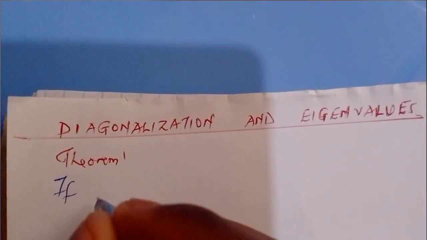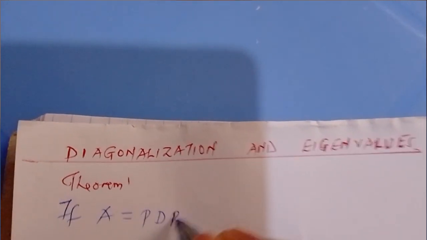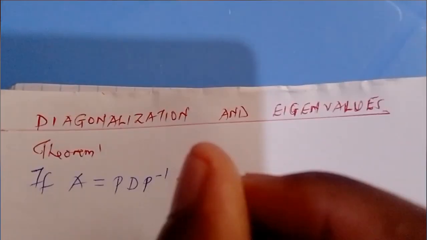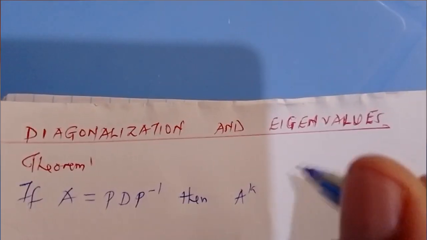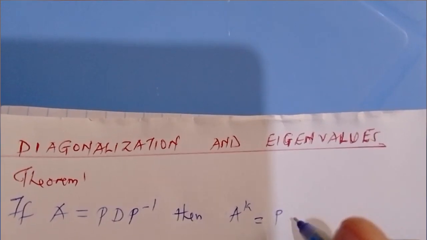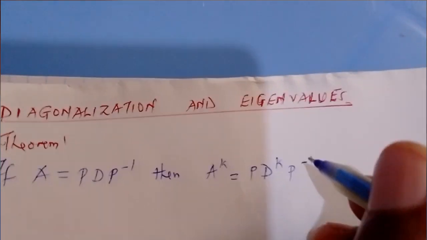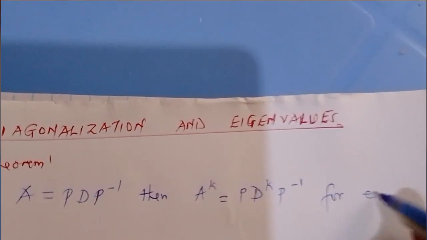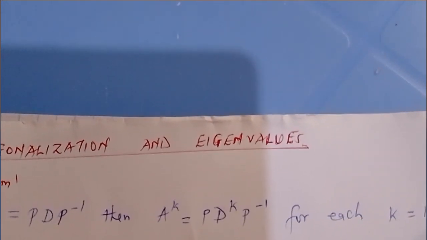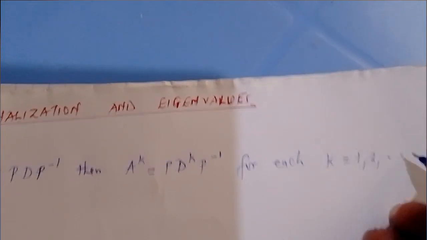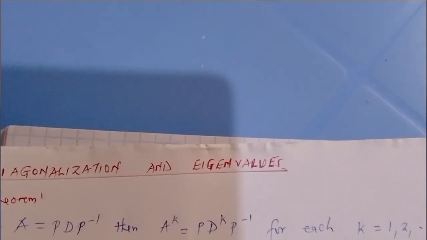If A is equal to P D P raised to -1, then A raised to power K is equal to P D raised to power K P raised to -1, for each K equal to 1, 2, and so on. So let's look at eigenvalues and eigenvectors.